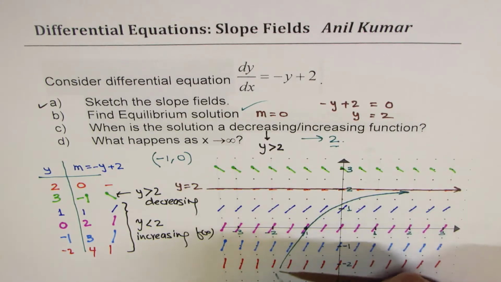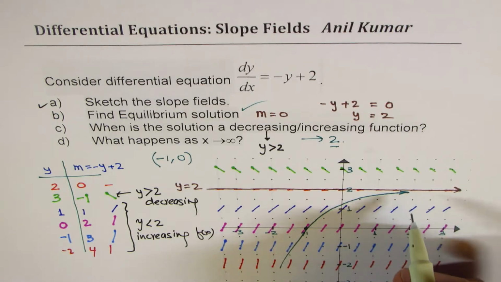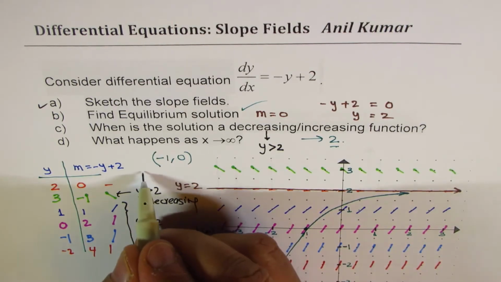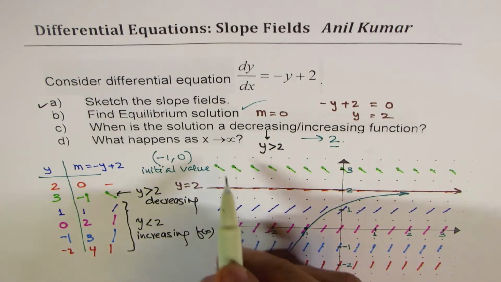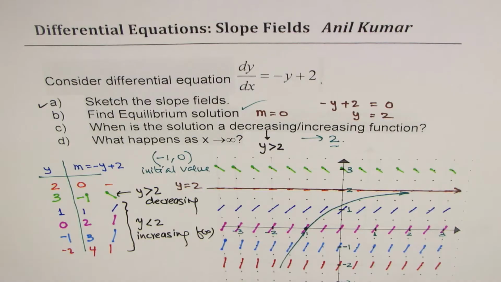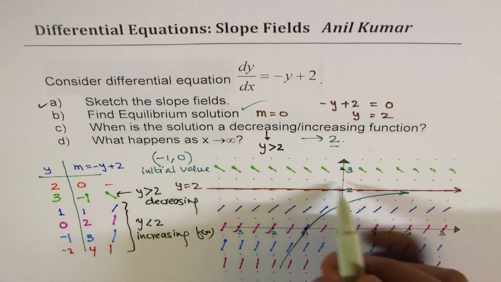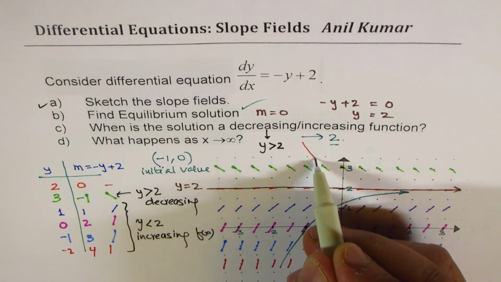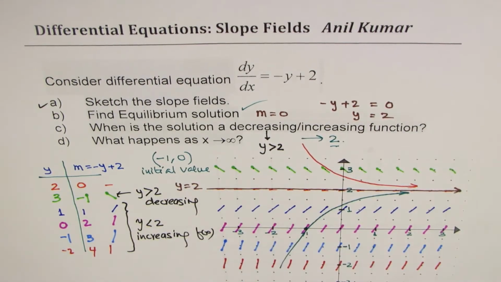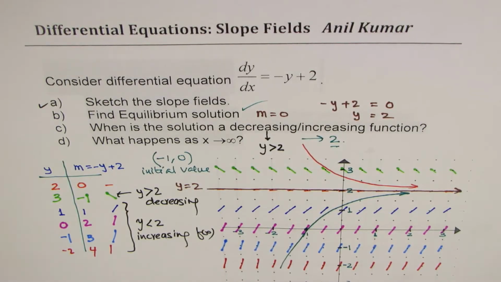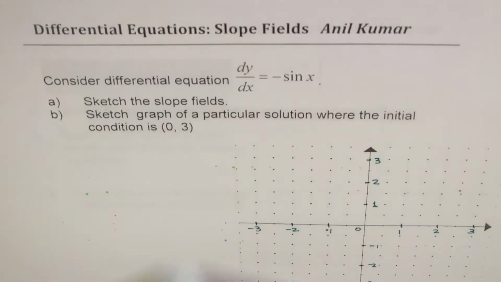That curve indicates a particular solution whose initial value is given to us. Any other curve you could select with some other value. For example, a curve above 2 will look like this, decreasing. Do you see that? I hope that gives you a fairly good picture of what this differential equation represents. That's the whole idea. Now let's move on and take another example.